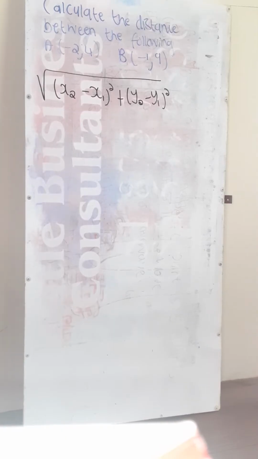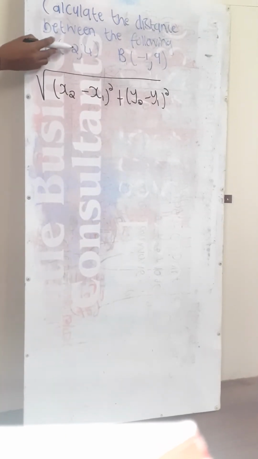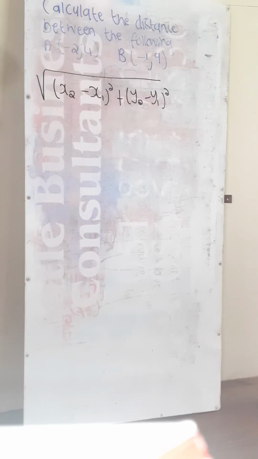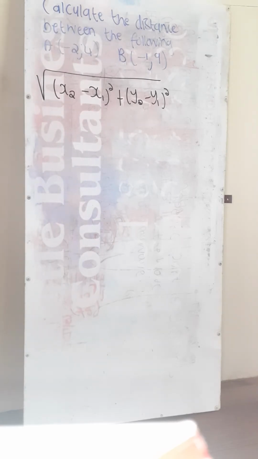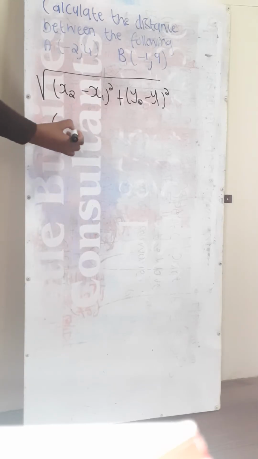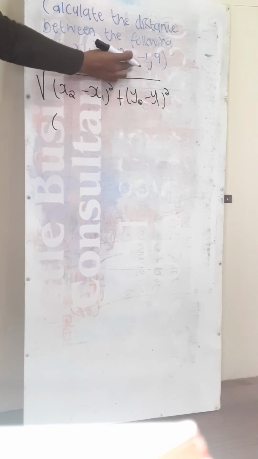Calculate the distance between the following. We have point A here, it's -2 and 4, and then point B we have -1 and 9. Now this is 1 and this is 2. So how will you know? They will be indicated by the alphabet, to know which alphabet comes after the other, if that is 1 or 2. So here in this bracket we are going to start.